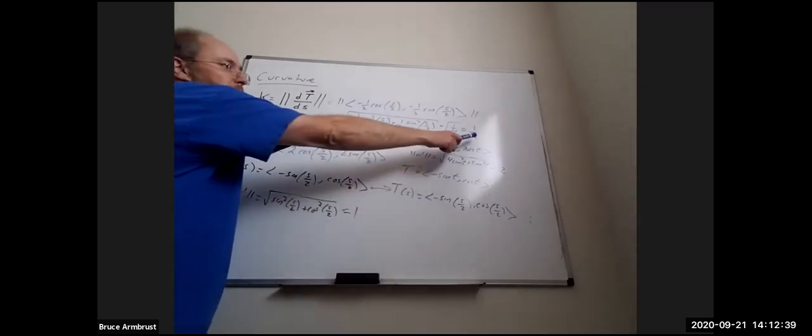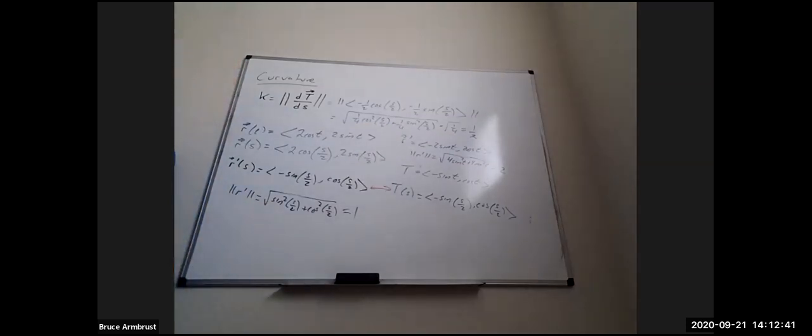It's also not dependent on t, which means that the curvature of the circle is the same everywhere. But that should make sense, right? Circles are nice and regular. The curve of it is the same in all spots. So it should be good. It should be the same everywhere. And in this case, it is 1/2.